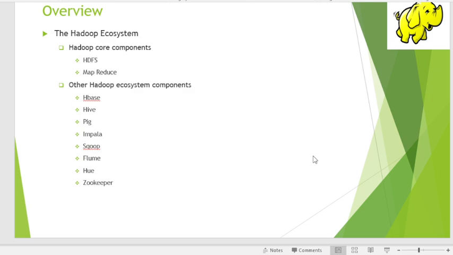Now the Hadoop ecosystem consists of different components. The two major components are HDFS and MapReduce, and other components are HBase, Hive, Pig, Impala, Sqoop, Flume, Zookeeper and Hue.